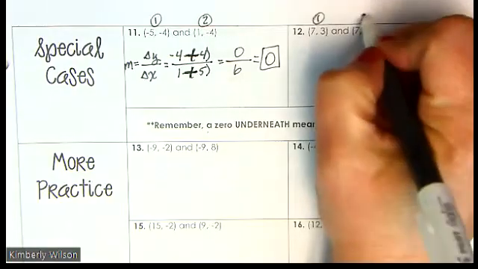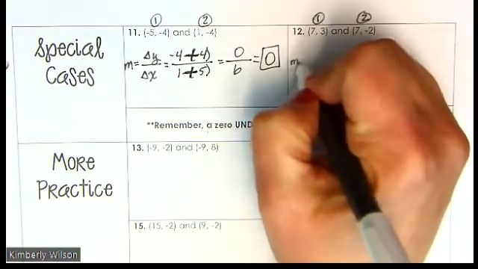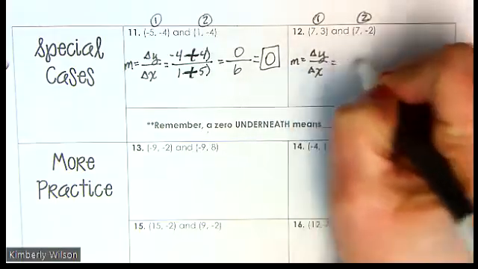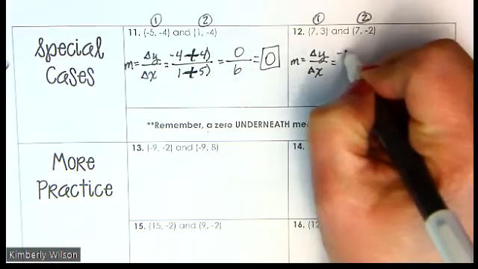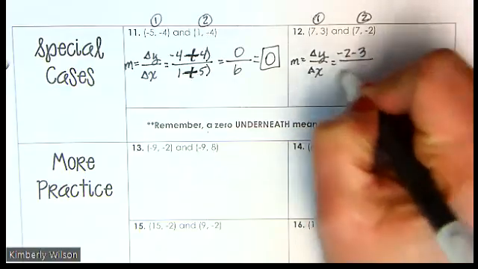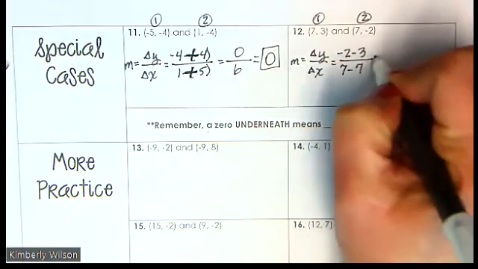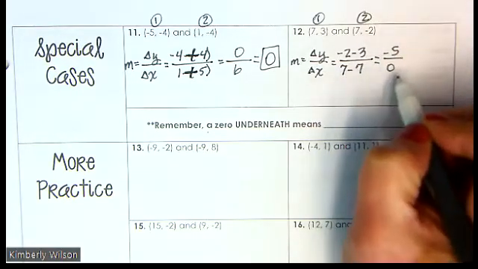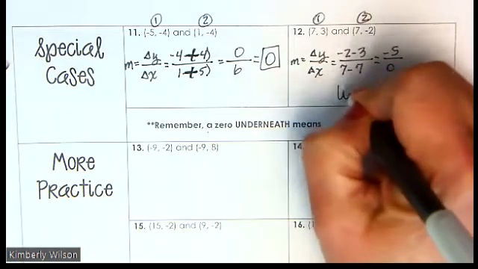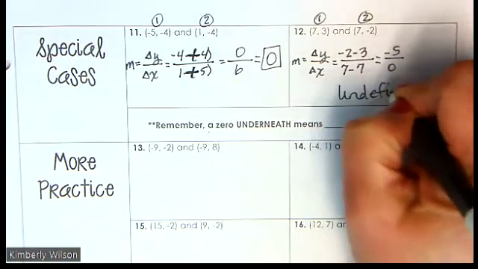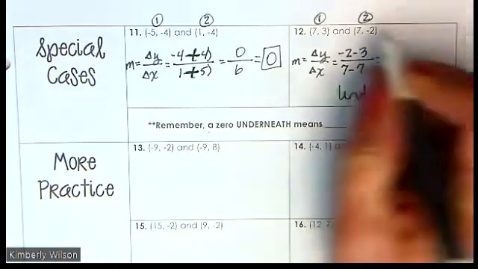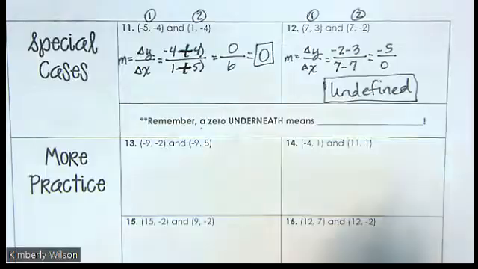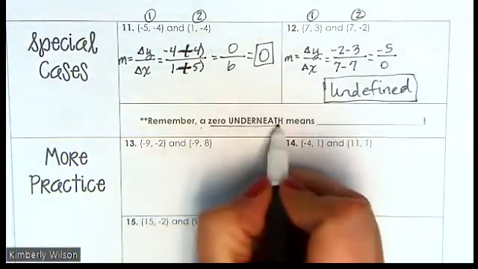Next, number 1.1.2. So we have the slope equals the change in Y over the change in X. So we're doing -2 minus 3 over 7 minus 7 equals -5. And yes, you've got to show the work over 0. Anytime the 0 is in the denominator, that means that my slope is undefined, and you actually have to write the word undefined.